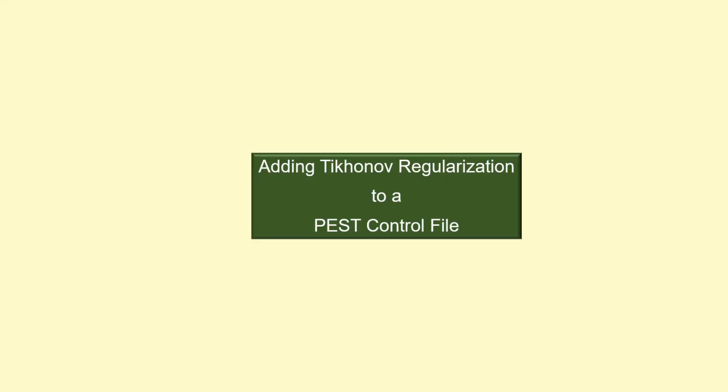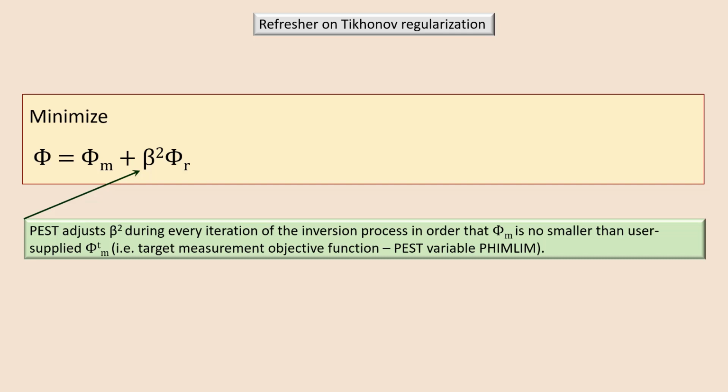So now, let's look at some easy ways to add Tikhonov regularization to a PEST control file. Recall from other videos the way that Tikhonov regularization works in PEST. When run in regularization mode, PEST actually solves a constrained minimization problem. It works with two objective functions, one called the measurement objective function, the other called the regularization objective function. It balances the two through this factor applied to the regularization objective function, which I've denoted here as beta squared.